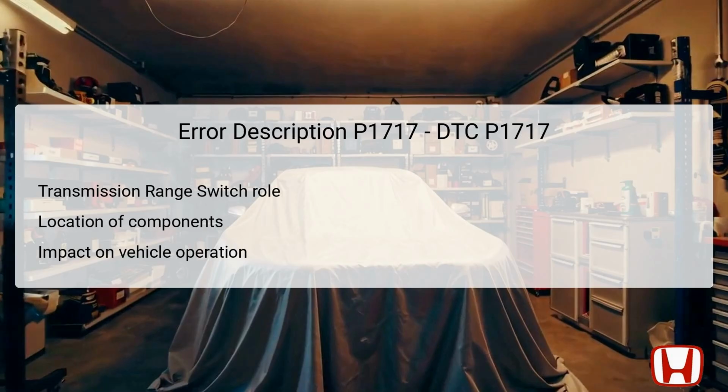A malfunctioning transmission range switch can lead to various issues, such as the vehicle being unable to start or improper shifting, which could impact overall driving performance, safety, and convenience. When diagnosing the P1717 error, understanding the function and location of this switch is key, given that it pertains to the powertrain's operation.